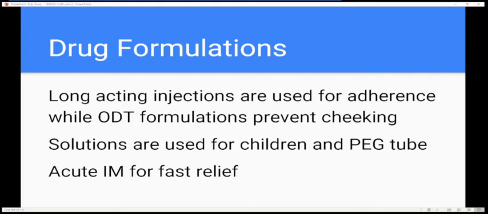With these types of patients, you usually want to use different drug formulations. Schizophrenics are kind of skeptical about medications, and they will hide pills in their cheek so you can't see it when you check their mouth, and then spit it out when you're not looking. That's called cheeking. To prevent that, you want to use long-acting injections, or ODT, which is oral disintegrating tablets. You can also use solutions, which is liquid, for children and people who have PEG tubes, or injections as well.